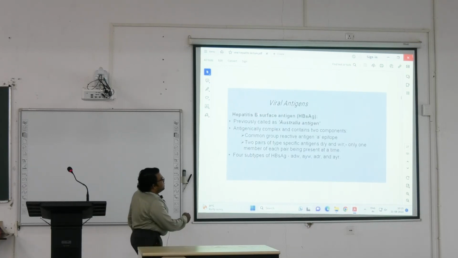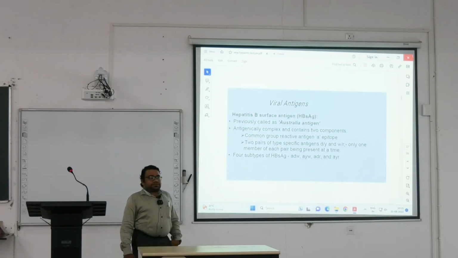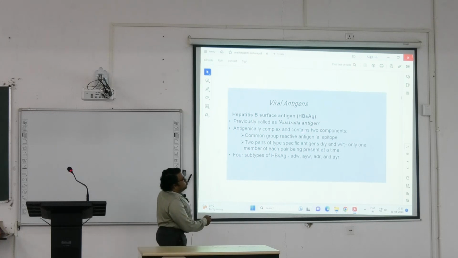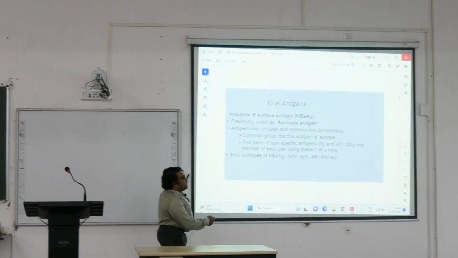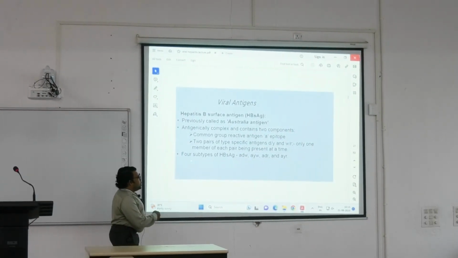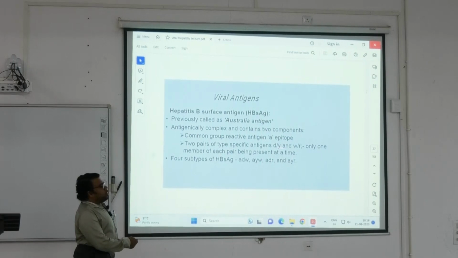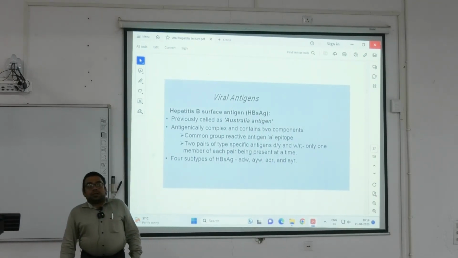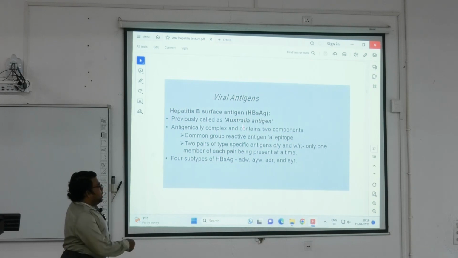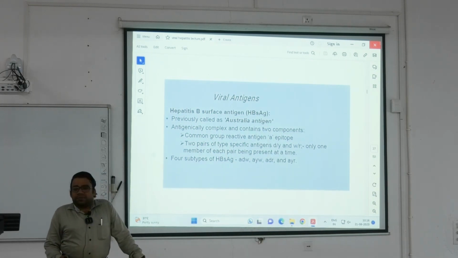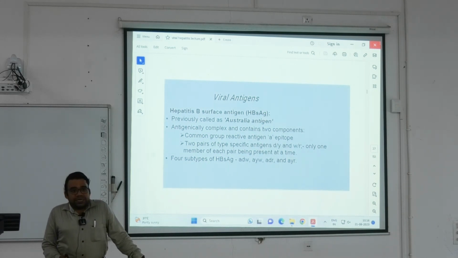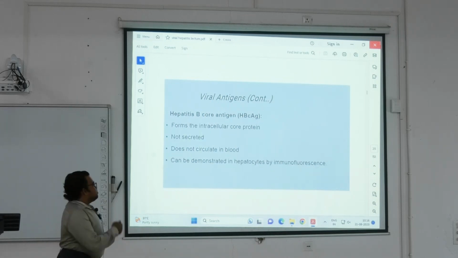Now, this surface antigen was previously called Australia antigen, and there are many types. It contains two components. The common group component is the A type, and two pairs of specific determinants, D or Y, and W or R. The permutation and combination leads to four subtypes: ADW, AYW, ADR, AYR. Just look that every one of them has the A antigen. That means antibody against this surface antigen will result in protective immunity, irrespective of the changes of the subtype.